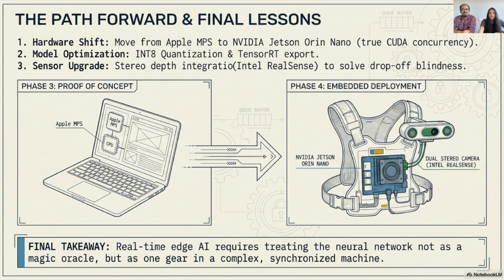Our final takeaway is that real-time edge AI requires treating the neural network not as a magic oracle, but as one gear in a complex synchronized machine. The model is one component. The latency budget is a thread topology, the GPU concurrency model, the audio daemon, the temporal filter, the decision policy. All of that is the actual product.